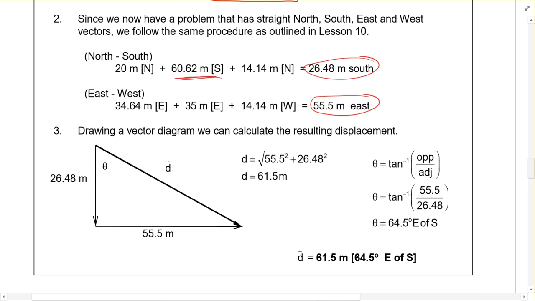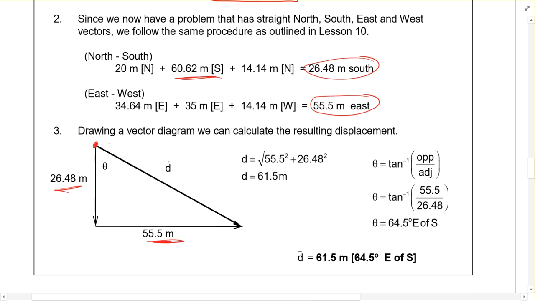Step 3, I know this is long, right? Step 3, now we just use those two vectors that we just found. So this was 26.48 meters south, so that's going to be down, right? So it's going this way, that's here. And then this one was east, so it's going that way.